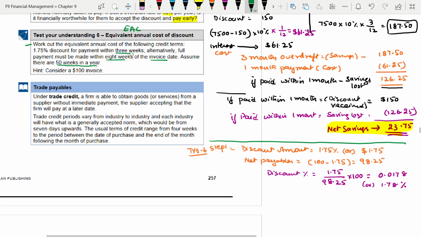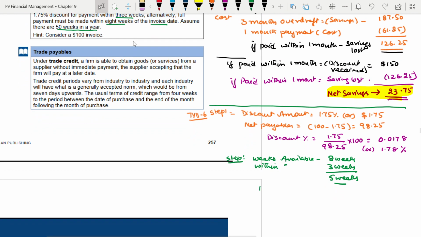Step 2, okay? How many weeks are available? Weeks available is 8 weeks. Now, within how many weeks are we paying? We are paying within 3 weeks. How much are we going to save? We are going to save 5 weeks.